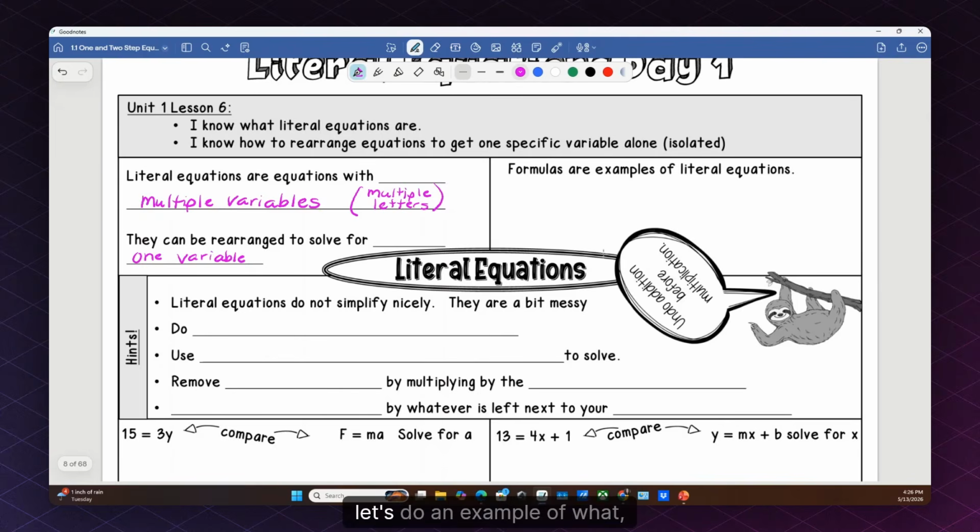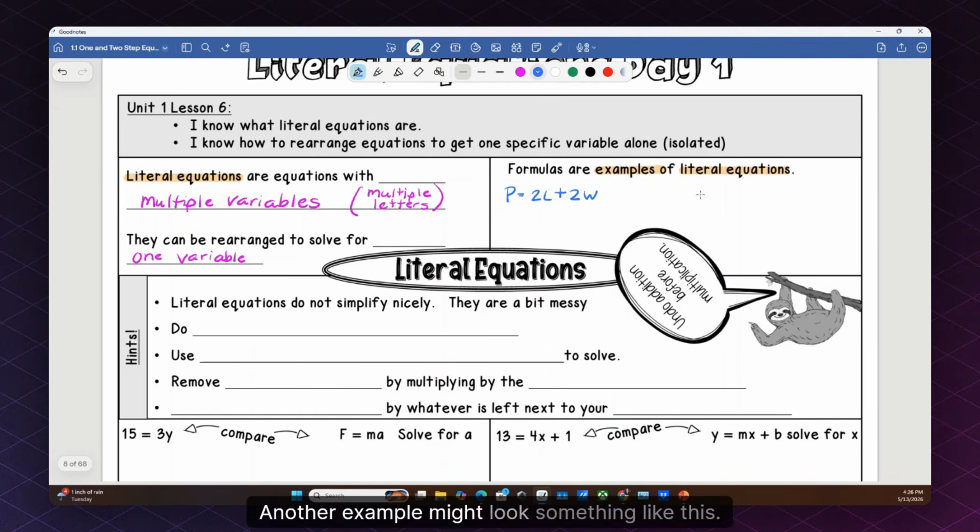Let's do an example. What is a literal equation? What does it look like? So we've got this goofy thing here. What are some literal equations? An example is perimeter equals 2 times length plus 2 times width. That's a literal equation. We have not plugged any numbers in here other than the 2's. And so you have 3 variables: perimeter, length, and width.